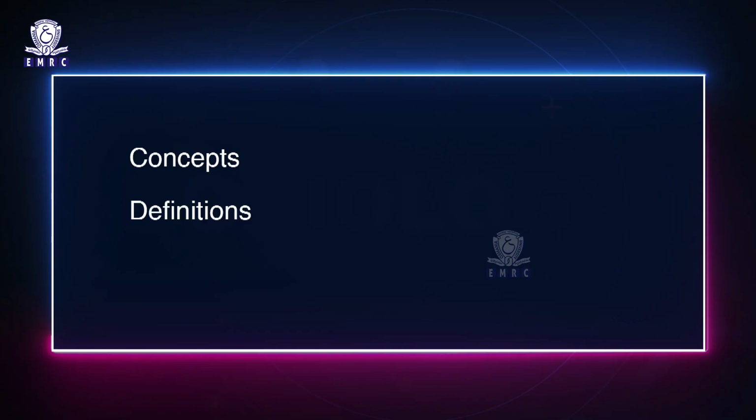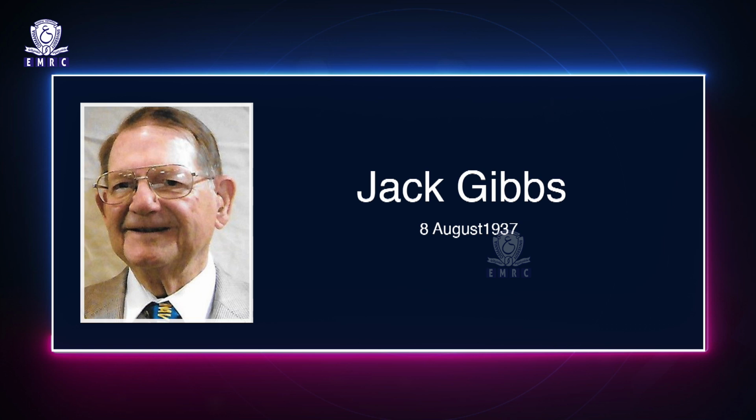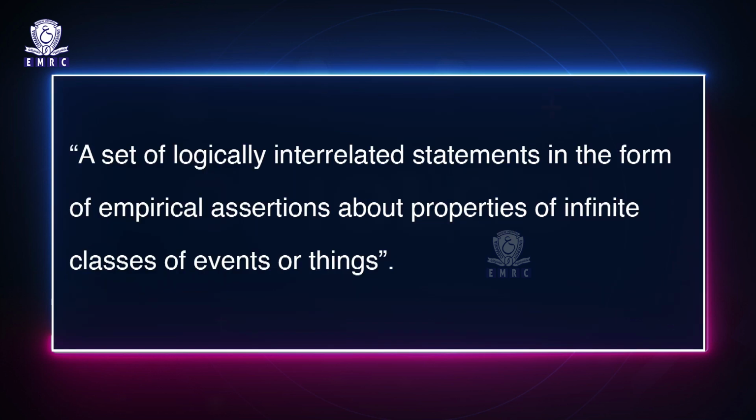Let us look into the meaning of research and theory. Research is search for knowledge. Research is closely related to theory. Theory is defined as a set of systematically interrelated concepts, definitions and propositions that are advanced to explain and predict phenomena. According to Jack Gibbs, theory is a set of logically interrelated statements in the form of empirical assertions about properties of infinite classes of events or things.